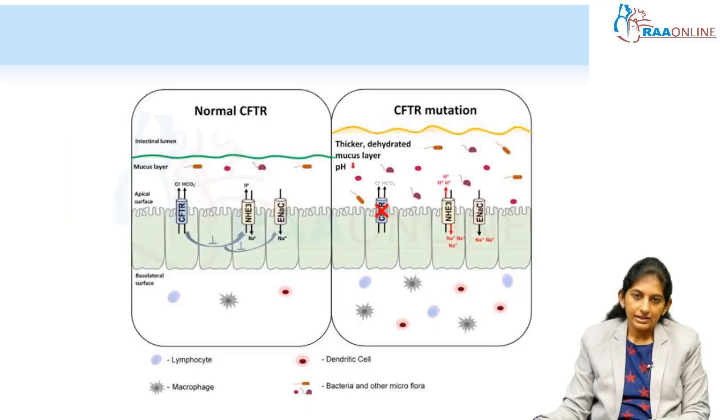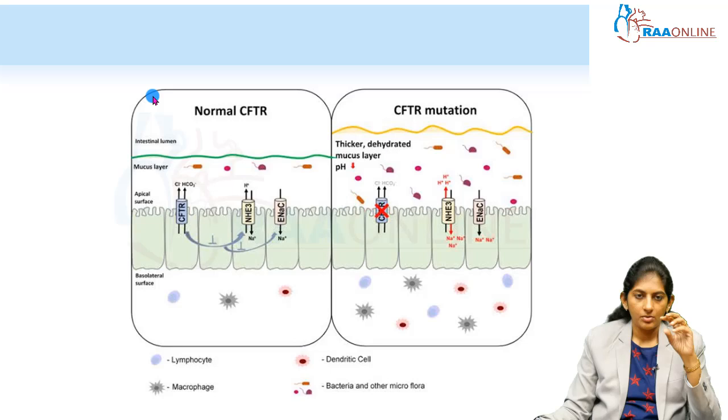So let's again see what is happening when the normal CFTR protein is present and when the CFTR is mutated. This is a similar image to what we saw in the previous slide. So here you can see that this is the epithelial sodium channel.